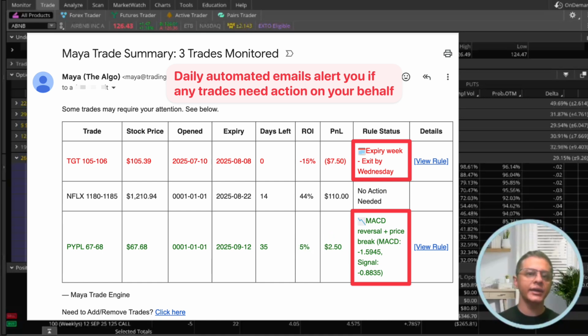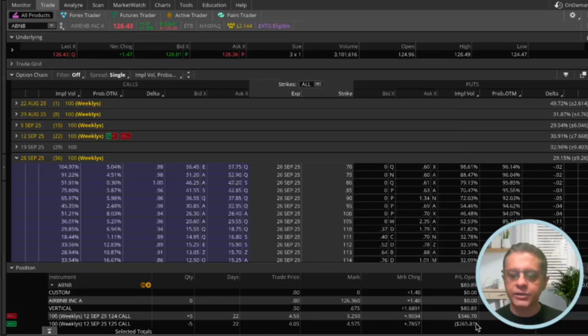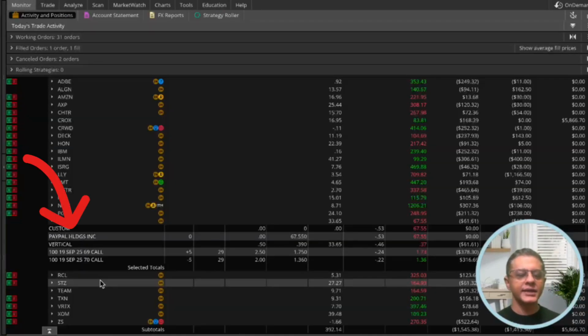Notice that it's not telling you the limit price that you need to get out at, because markets fluctuate all the time. By the time you read the email, the limit price that Maya found may not be the same as yours. So let's switch back to TOS and see how we would close that trade. Let's pretend that this was the trade in question. It's PayPal, but the strikes are different, 69.70. And it's telling you you need to get out.